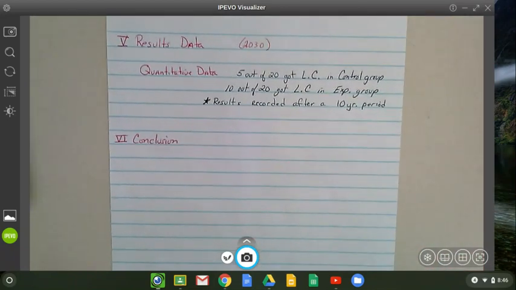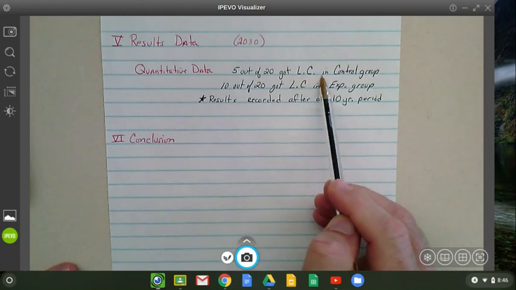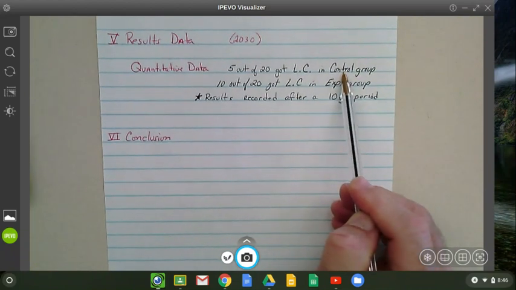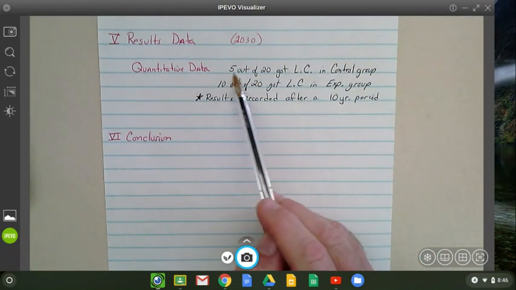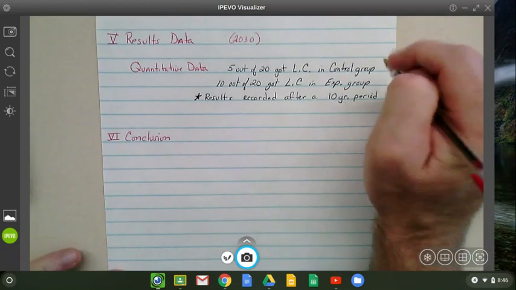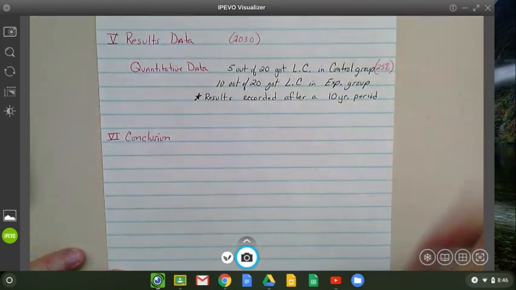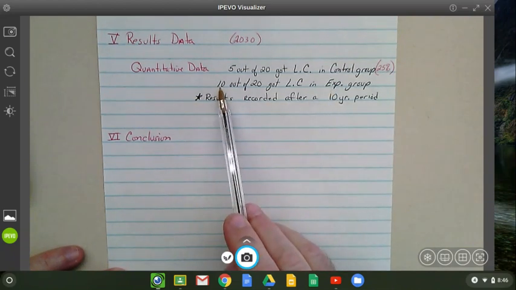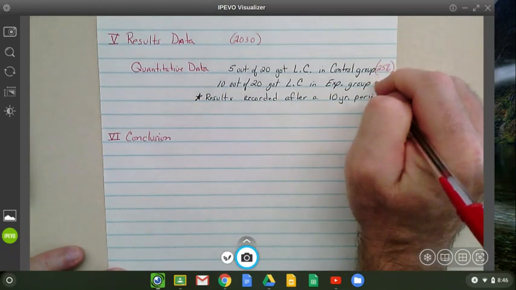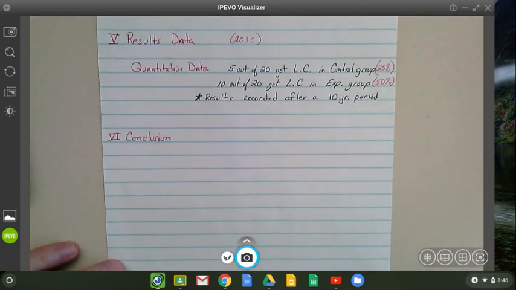I bring these people back in and I look at my control group. And what I find out is that 5 out of the 20 got lung cancer. Now remember, these were the non-smokers. But just because you don't smoke doesn't mean you can't get lung cancer. A lot of other factors can contribute to it. But based on this group, 5 out of the 20 got it. Okay, 5 out of 20, that's 25%. So 25% of this group got lung cancer. In my experimental group, the smokers, my results were 10 out of 20 got lung cancer. So that's 50%. And again, these results were recorded after a 10-year period.